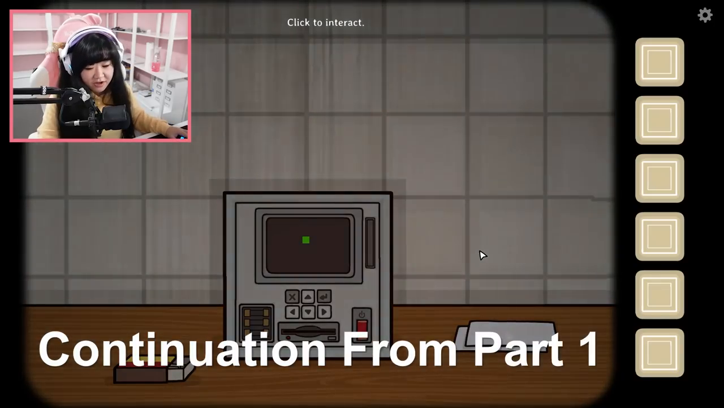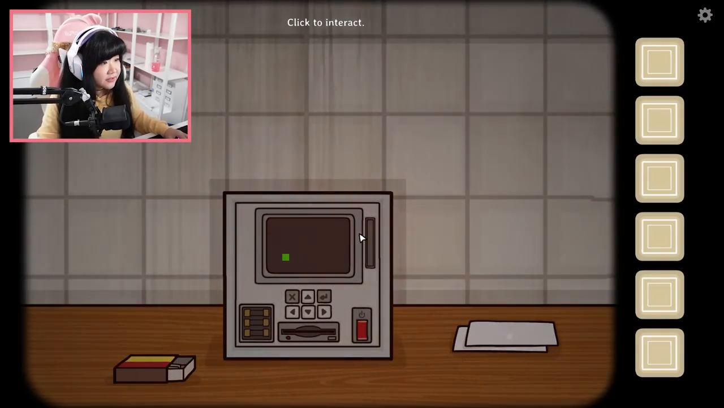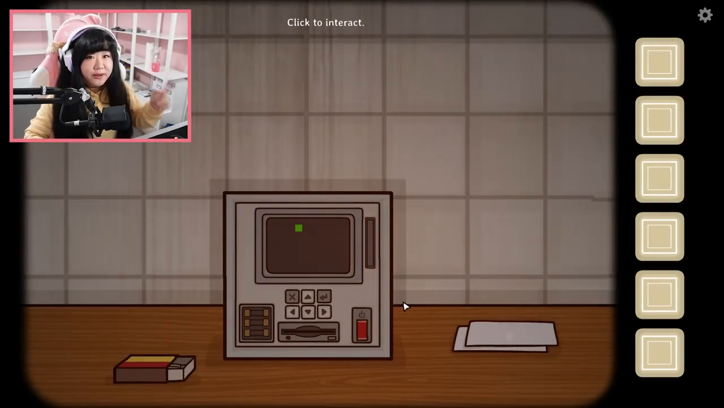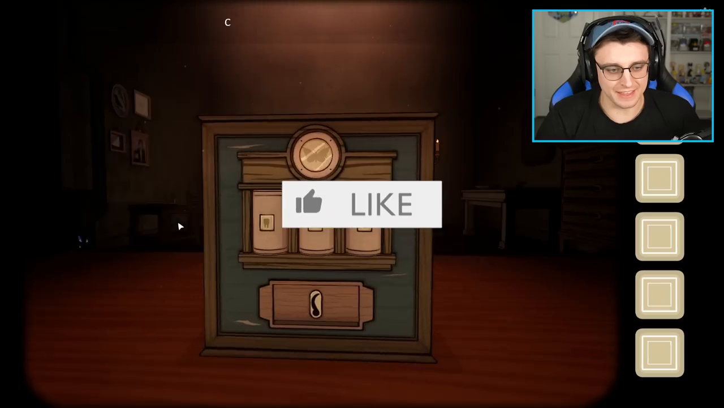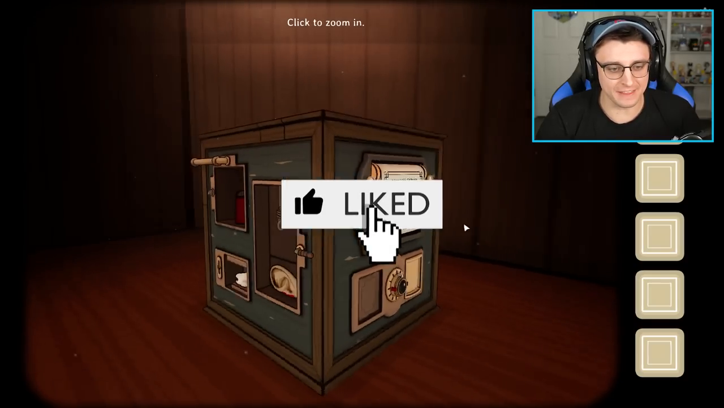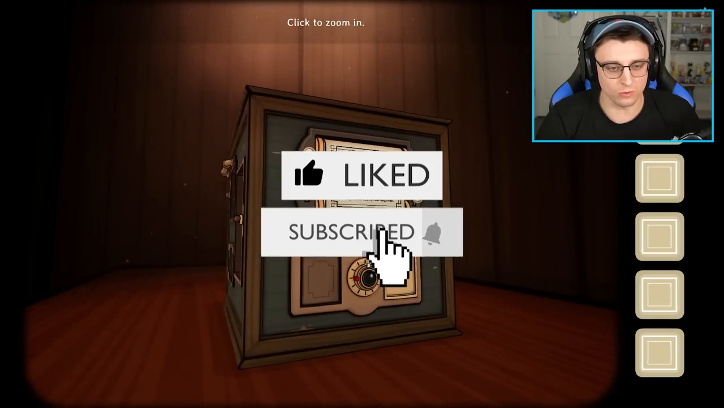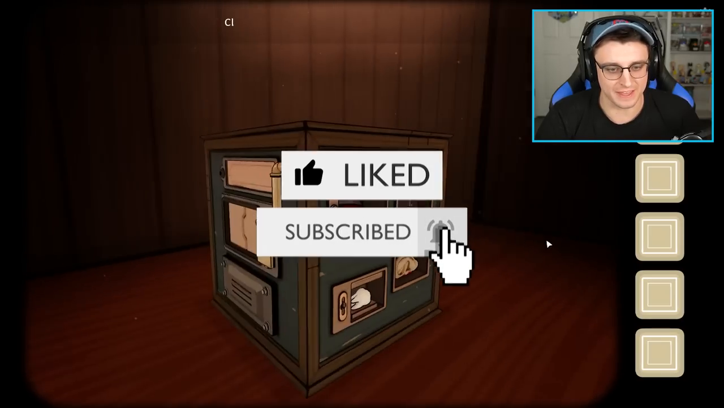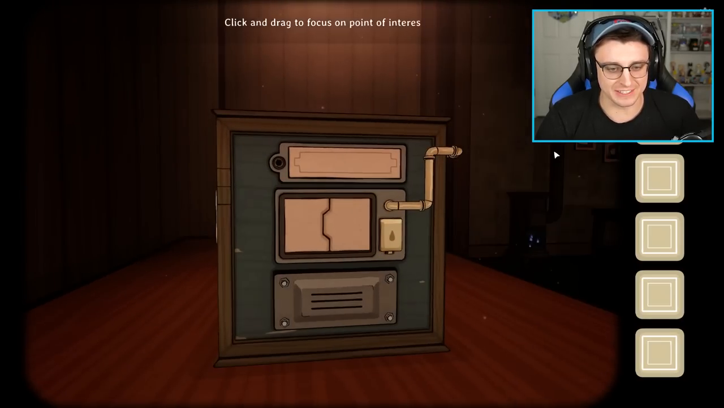There is something wrong. My machine is beeping. Click to interact. My little cube, at this point you have edited the video, so you know the computer that I've been staring at for the last time. I have it. I have the old version of your cube, I think. I have like the ancient version.